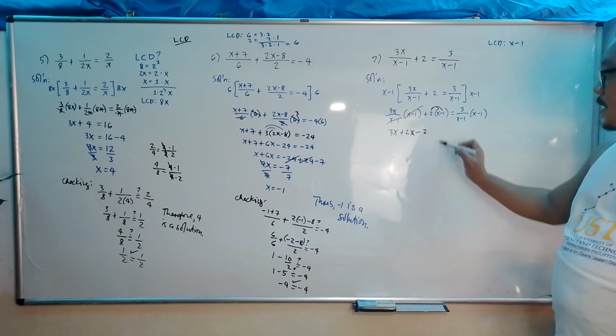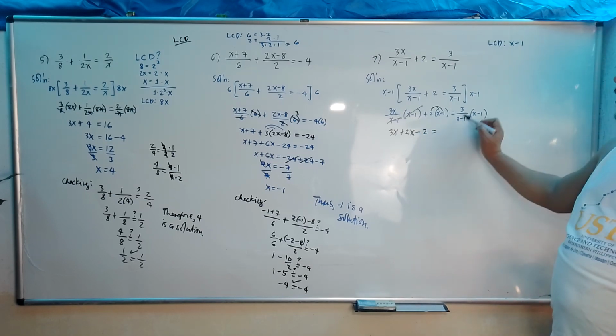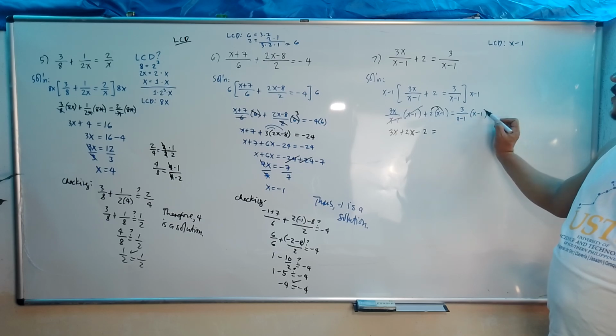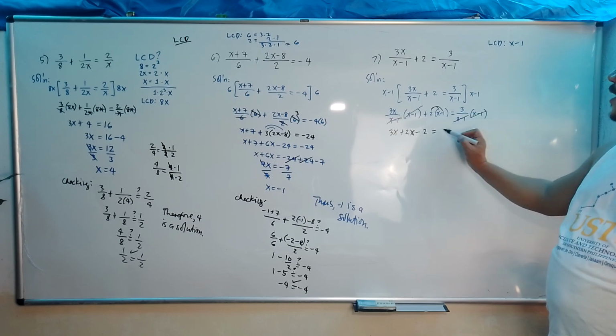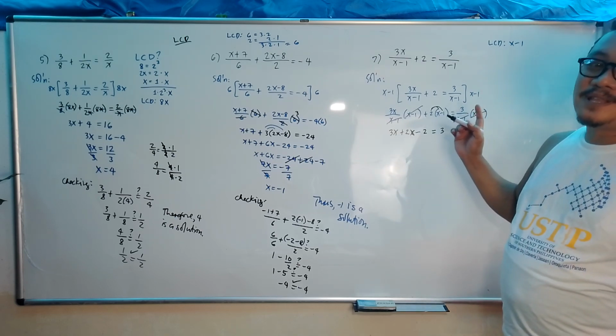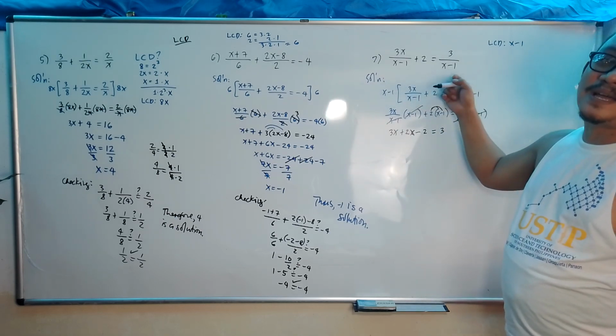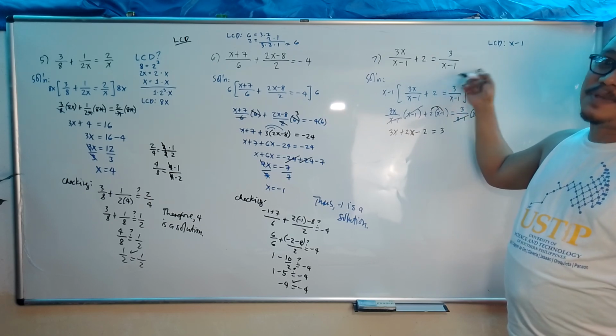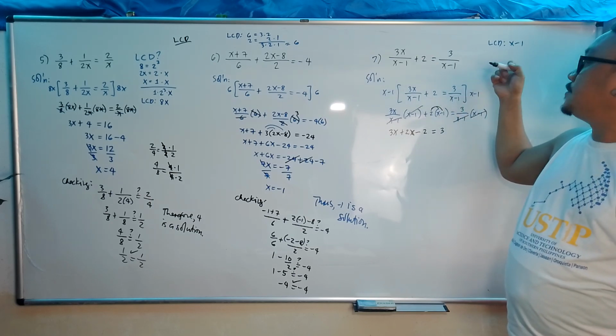Okay? Then, on the right side, you have 3 over x minus 1 times x minus 1. So, again, the x minus 1 cancels, so you only have 3. It's easy to remove the denominator here. Since their denominators are common, that automatically becomes our LCD.